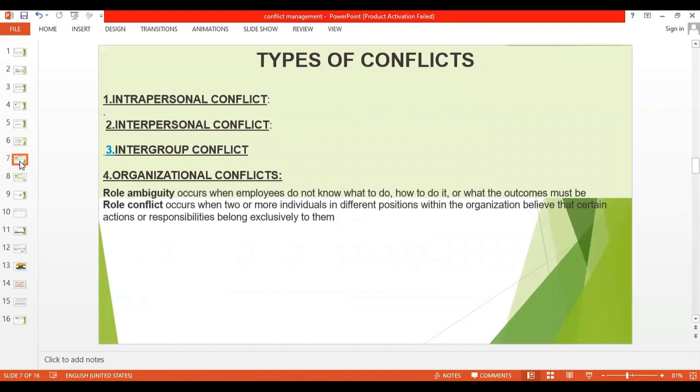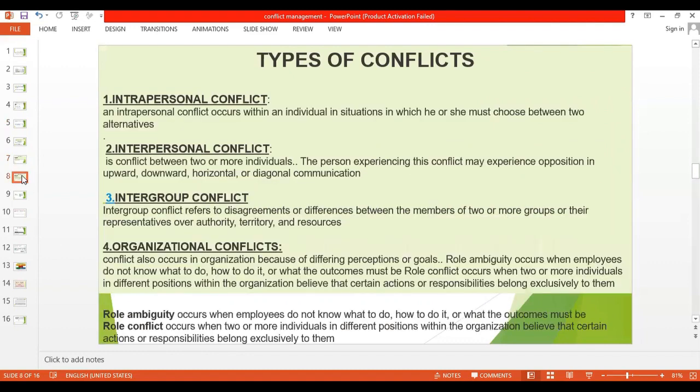There are different types of conflicts: interpersonal conflict, intrapersonal conflict, intergroup conflict, and organizational conflict. Intrapersonal conflict occurs within an individual in a situation where he or she must choose between two alternatives where both seem to have full positive and full negative aspects. Interpersonal conflict is a conflict between two or more individuals. The person experiencing this conflict may experience opposition in upward, downward, and horizontal directions.